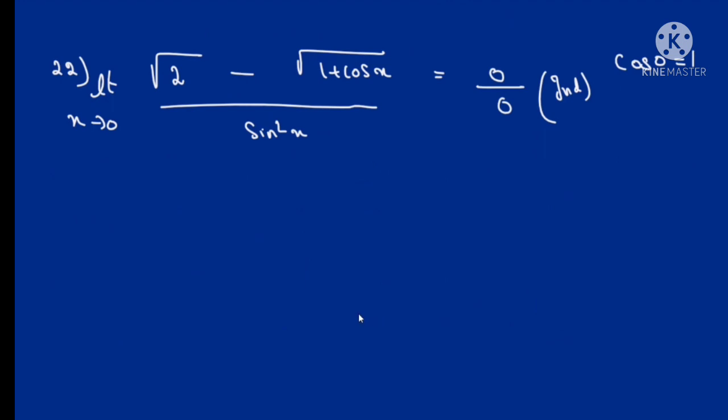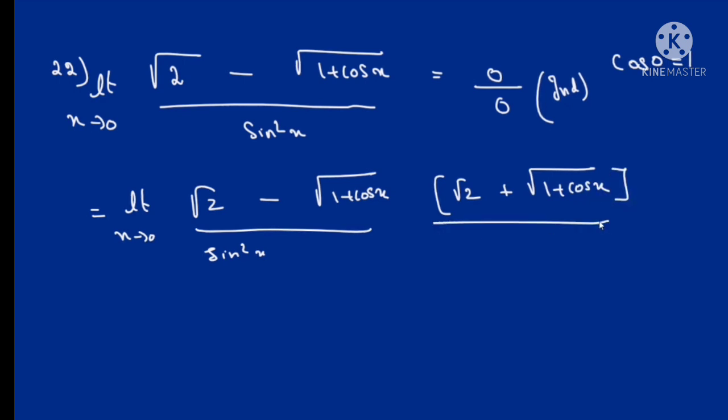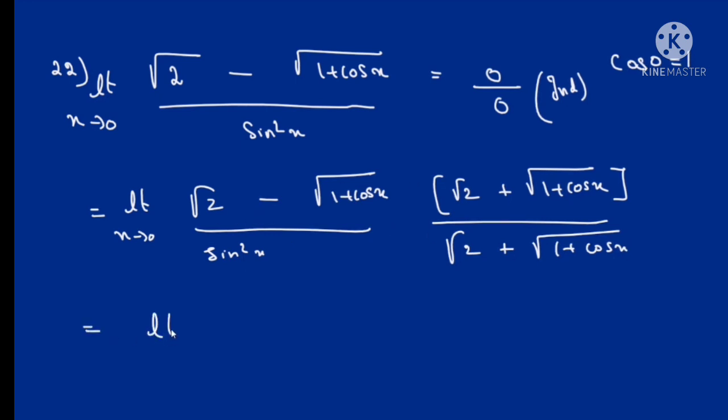So let us simplify this, multiply by the conjugate and simplify. Limit x tends to 0, root 2 minus root of 1 plus cos x by sine square x. You can remove this root when you multiply and divide by root 2 plus root of 1 plus cos x. So we can remove the root in the numerator. Let us see what happens.